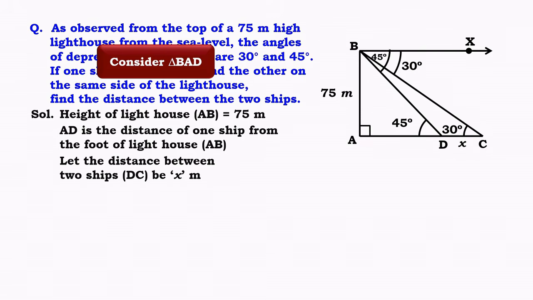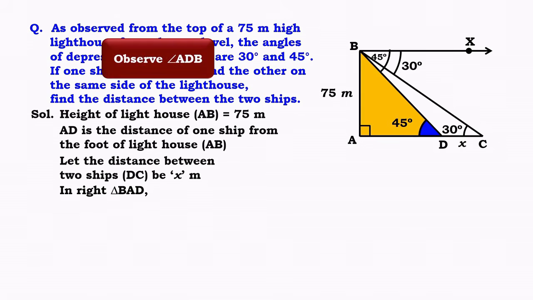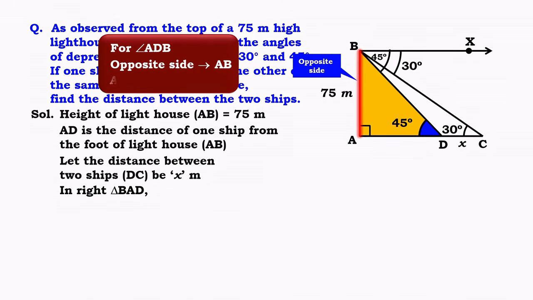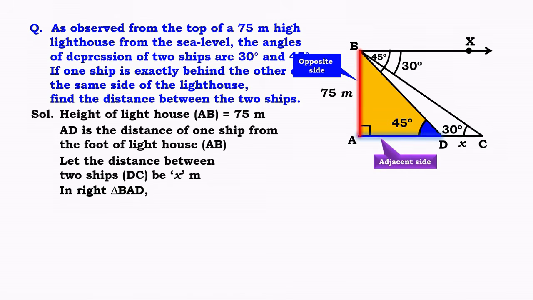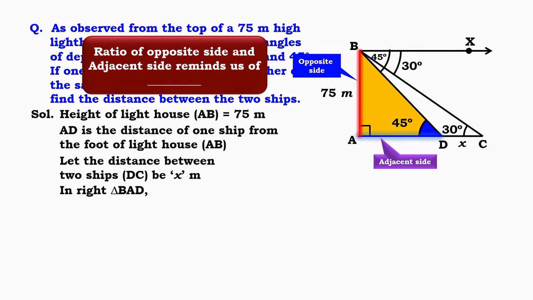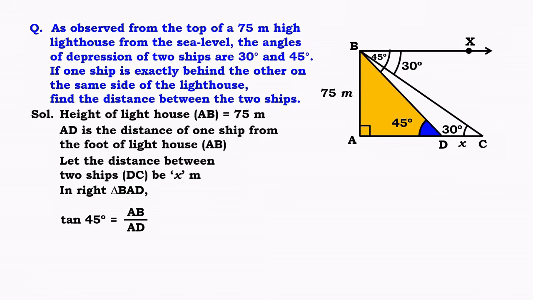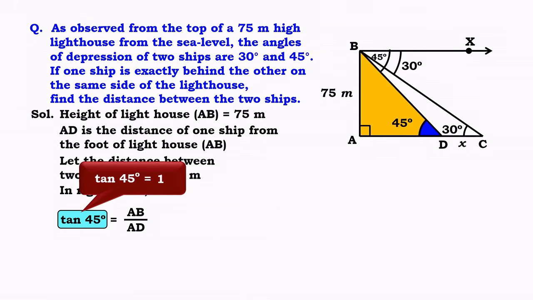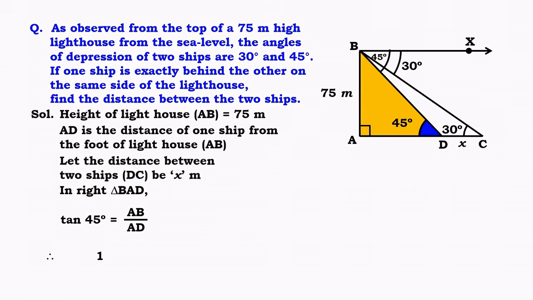Now, consider triangle BAD. For angle ADB, the opposite side is AB, and the adjacent side is AD. The ratio of the opposite side and the adjacent side reminds us of the tangent ratio. Therefore, in the right-angle triangle BAD, tan 45 degrees is equal to AB divided by AD. Substituting the values, tan 45 degrees is equal to 75 divided by AD.